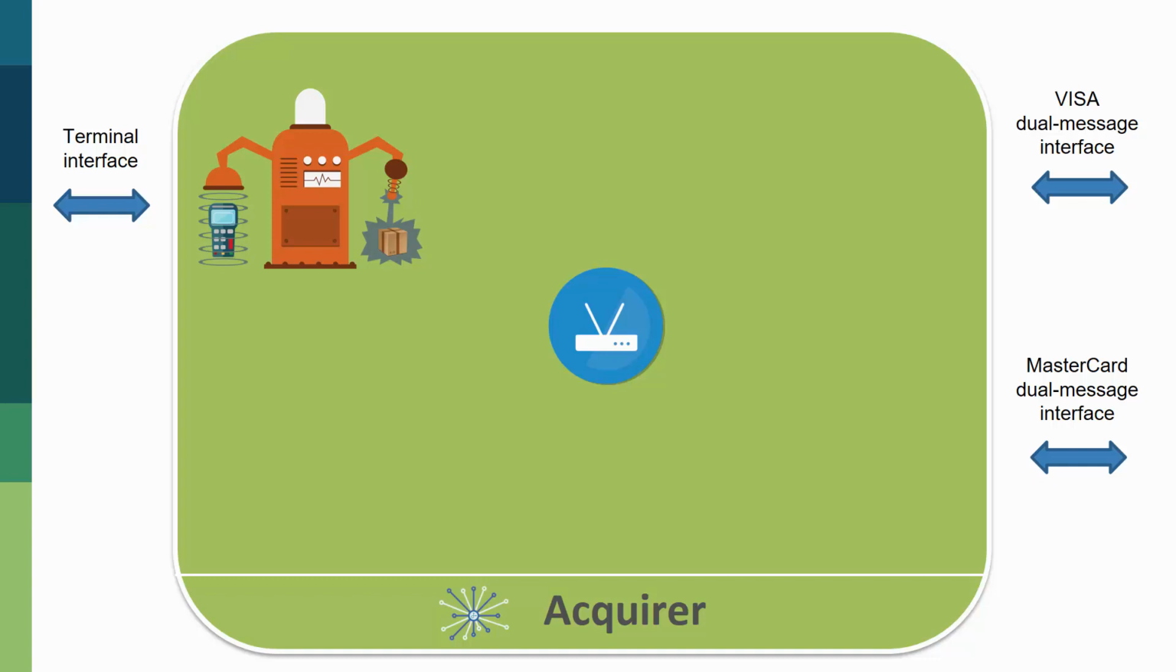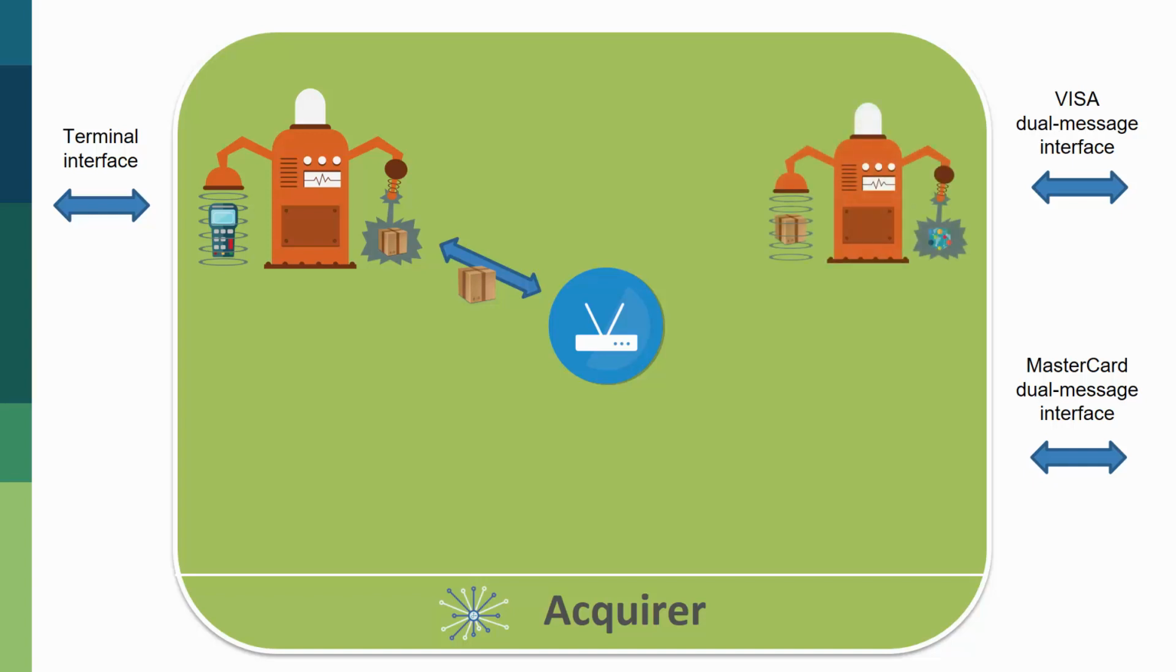For example, the terminal interface will have a converter that takes a terminal message and converts it into an internal format. Every payment switch has its preferred protocol for internal messages. This converter has a way to communicate with the central router so that it can pass on the internal message that it generates.